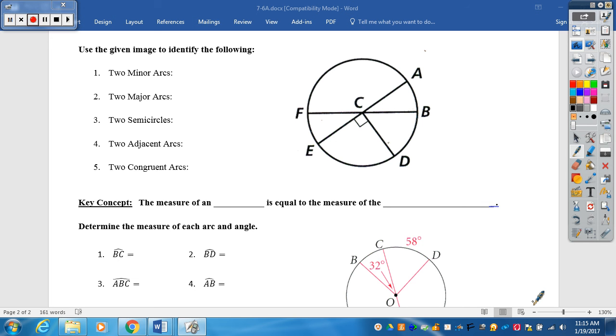Two congruent arcs would be arcs that have the same measure. And so there's actually two sets up here. Actually, there's more than that, I think. You could have arc ED and arc DA. Both are 90. 90 here, 90 at the central angle over there. Okay. So those would work. You could also say EF and BA. Now the question would be, why are those two arcs congruent? Well, it's because their vertical angles are congruent.